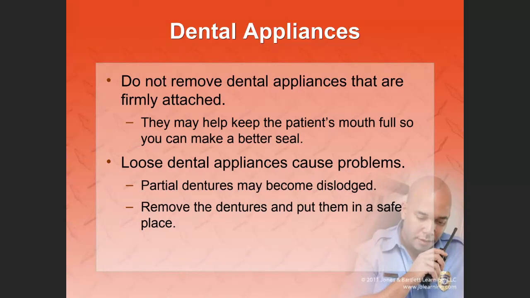Now, dental appliances. If a patient has in dental appliances, what you need to note is if it is loose, it has to come out. If it's loose, it must come out. If it's not loose and you can manage the airway effectively, then it remains in. That's it. So do not remove dental appliances that are firmly attached. They may help keep the patient's mouth full so you can make a better seal. Loose dental appliances can cause obstruction, so you want to remove these devices.